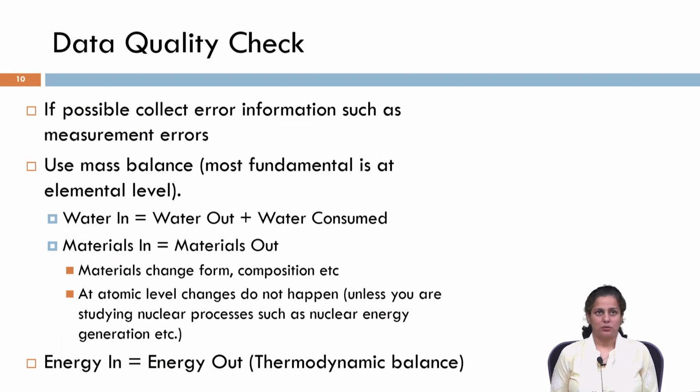For data quality check, if possible, we collect error information such as measurement errors. We use mass balances such as water in equals water out plus water consumed. Similarly, for the materials mass balances and energy balances. Wherever we see inconsistency, we know that there is something wrong with the data, and that helps us go back and improve that data.